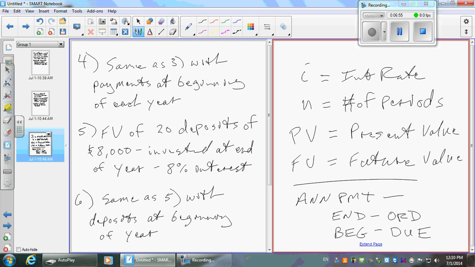What happens with the number of periods? If I'm calculating the future value and the payments are at the beginning, if it's due, I add another period. If the payments are at the end, I subtract a period of interest. Payments at the end, there's no interest on the last payment if you're doing future values, because it came at the end. But there is interest on an annuity due because it came at the beginning. So that's how you shift the one year.